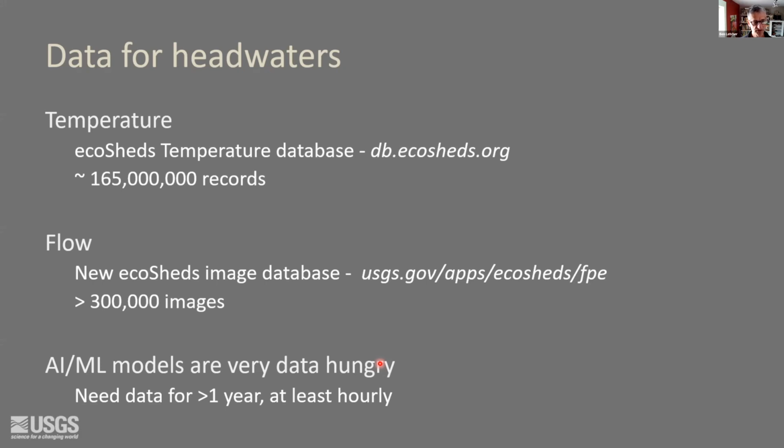There are, of course, the USGS gauges, but as I showed in the beginning, they are not in the smaller streams so much. So what we've come up with is the idea of using images from game cameras to estimate flow. We have a new image database in our EcoSheds environment that people can go to and upload images. Soon we'll attach models to those that let us estimate relative flow from those images. I'm going to talk a bit about that today. These AI/ML models are very, very data hungry. For these flow estimates to work okay, we need at least a year of data, at least hourly. So that's a lot of images.